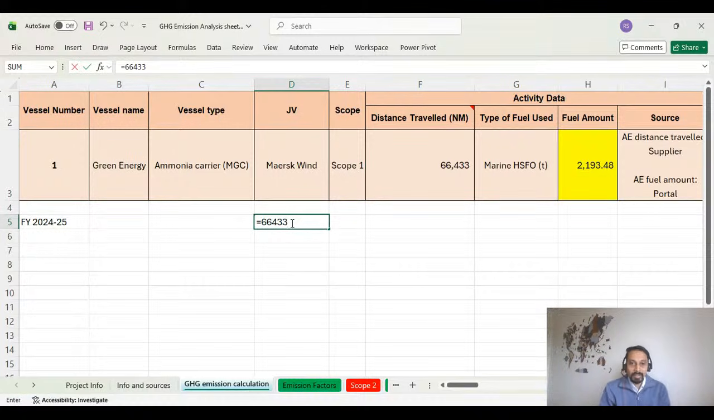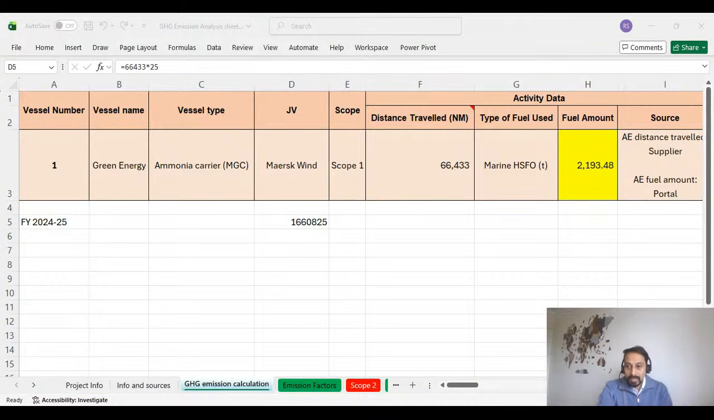66,433 is the nautical miles, the distance, and the industry average says that every vessel requires 25 liters of marine diesel oil to travel 1 nautical mile. Then you have to multiply by 25, and that will be your fuel amount. And that fuel amount can be calculated through the emission factor. So I hope I answered your questions regarding the calculations of the distance traveled. I will share this Excel so you can see the formula and understand it better.